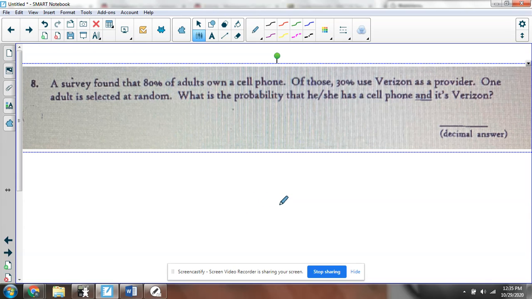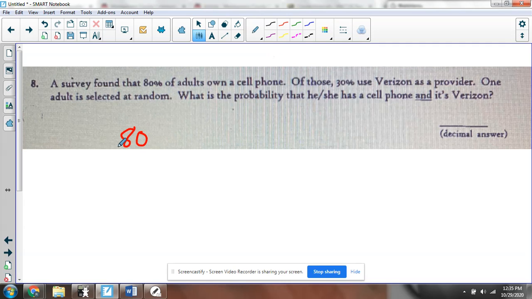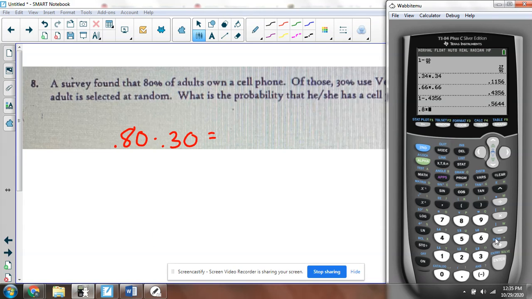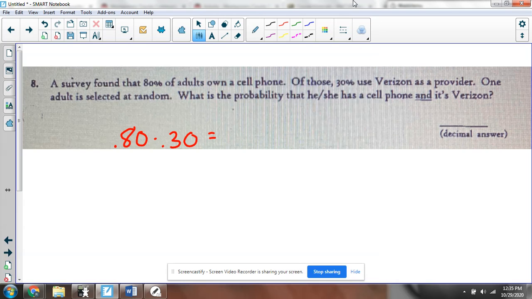Survey found that 80% of adults own a cell phone. Of those, 30% use Verizon as a provider. One adult is selected at random. Find the probability that he or she has a cell phone and it's Verizon. So the probability that the person owns a cell phone is 80%. Okay. Of those, 30% use Verizon. So we want to figure out, all right, well, then what's the chance he uses Verizon? So it's 80% he has a phone times 30% that he uses Verizon. 80% times 30%. It's just going to be 0.24 or 24%. That's it.